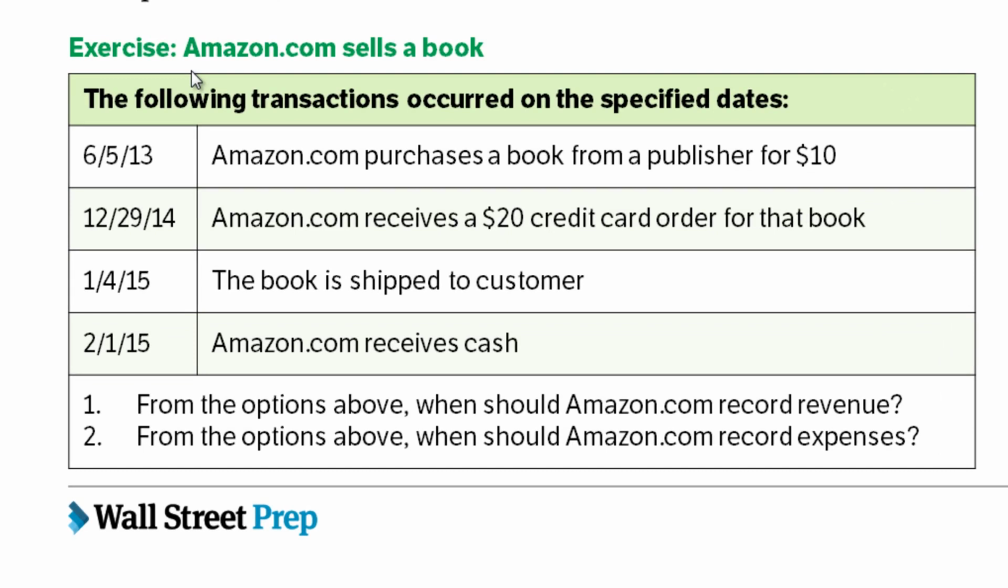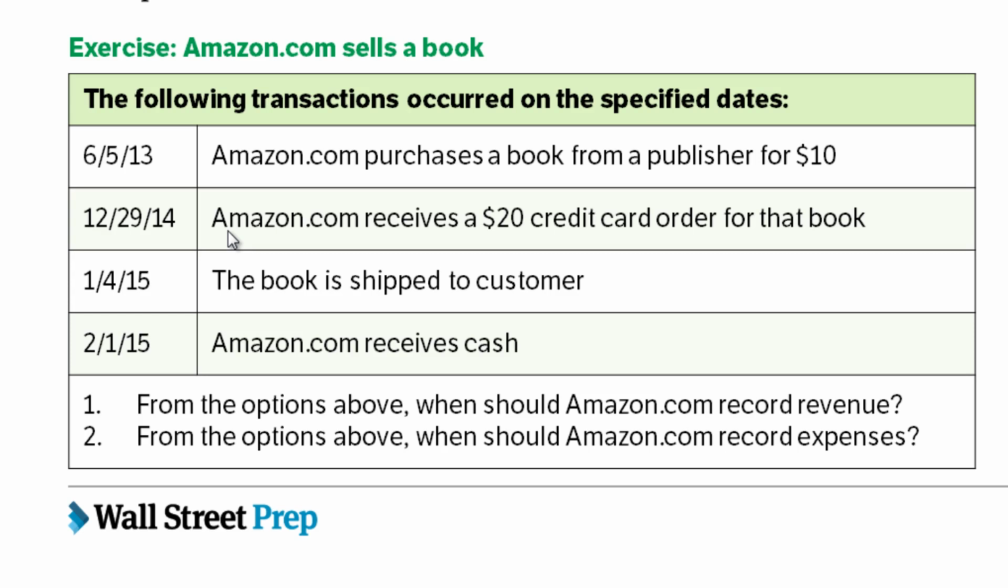So imagine Amazon selling a book. And here we see below that there are 4 distinct transactions, or 4 distinct events. The first is in June of 2013, where Amazon.com purchases a book from a publisher for $10. Several months later, or I should say a year and a half later, Amazon.com receives a $20 credit card order for that book that it's been marketing on its website. A week later, the book is shipped to the customer, and several weeks later, Amazon receives cash from the merchant processor. Based on these 4 events, when should Amazon record the revenue?